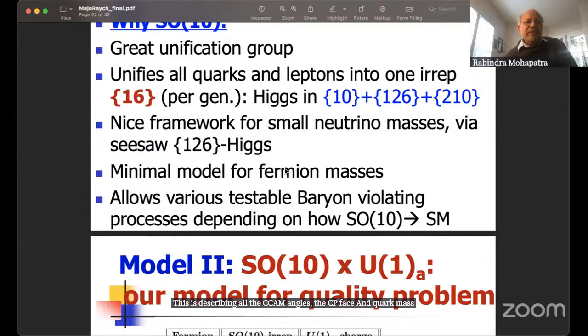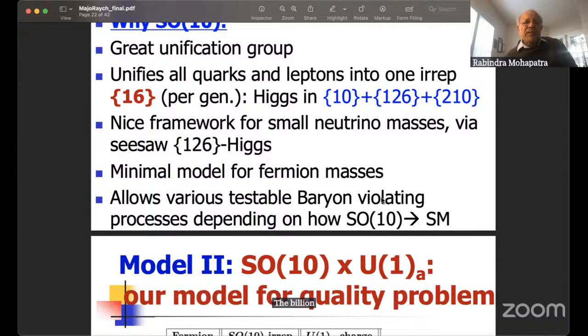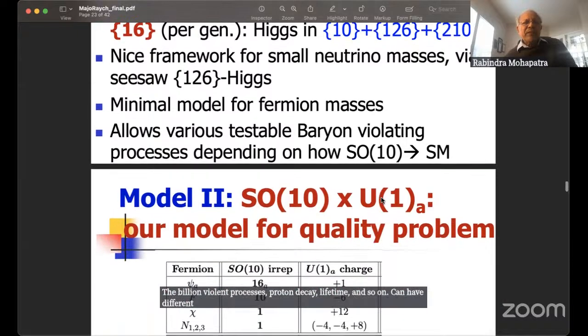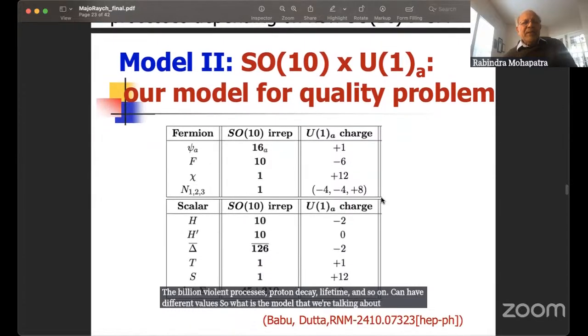So it allows also various testable baryon violating processes. Depending on how you break SO(10) to the standard model, the baryon violating processes, proton decay, lifetime, and so on, can have different values. So what is the model that we're talking about? Well, here is the real stuff of the model, which is in this paper.